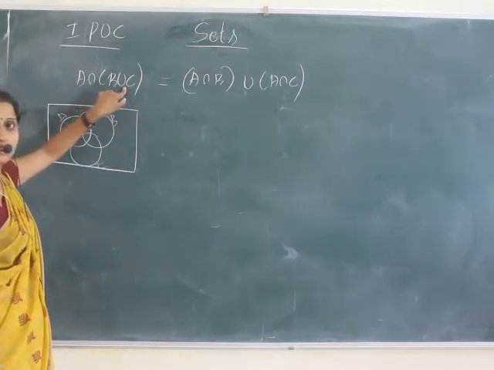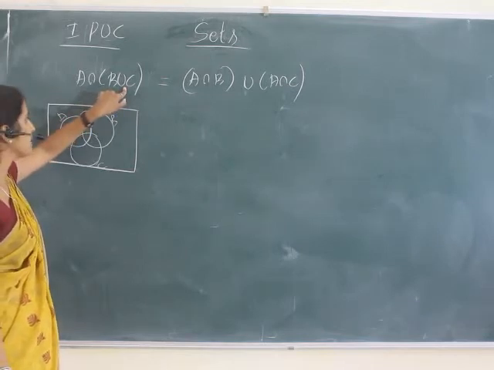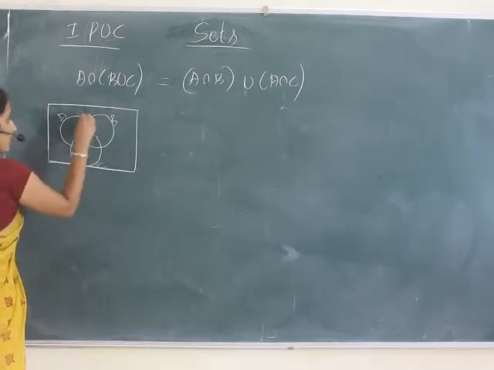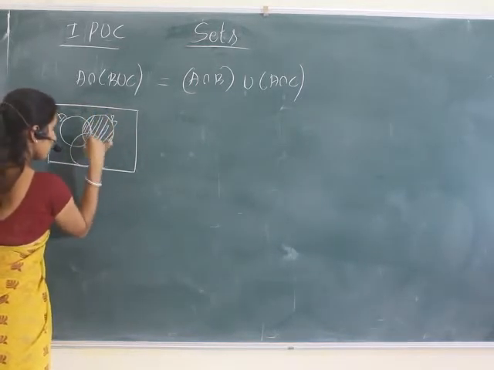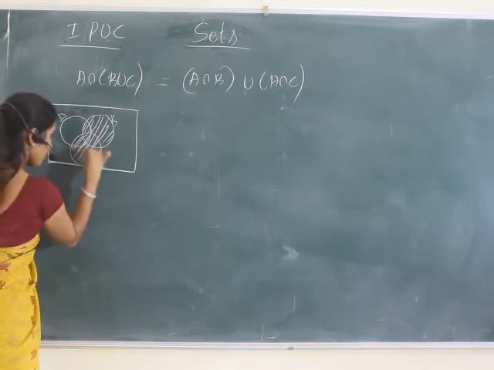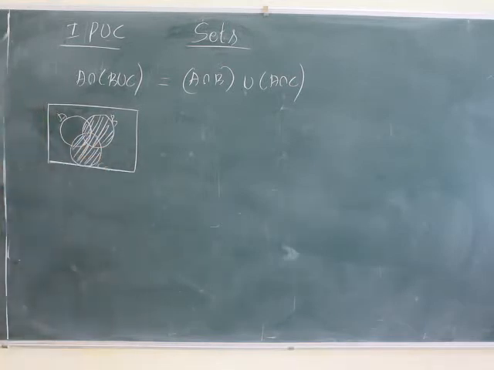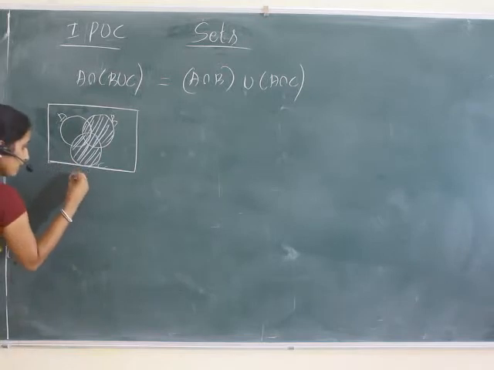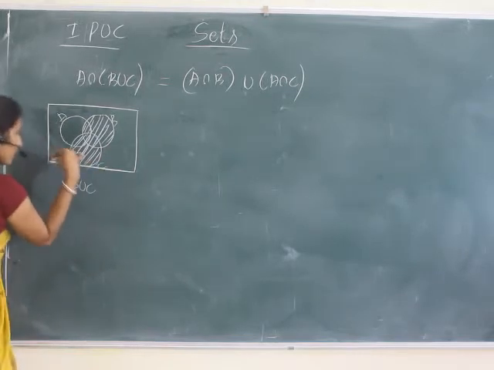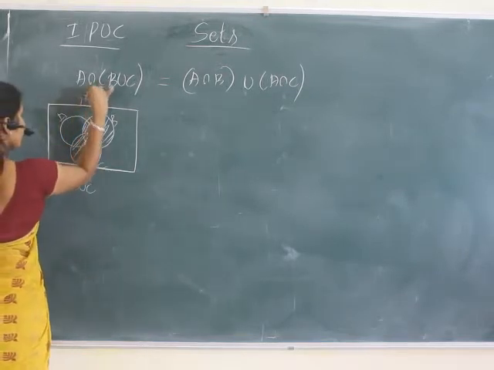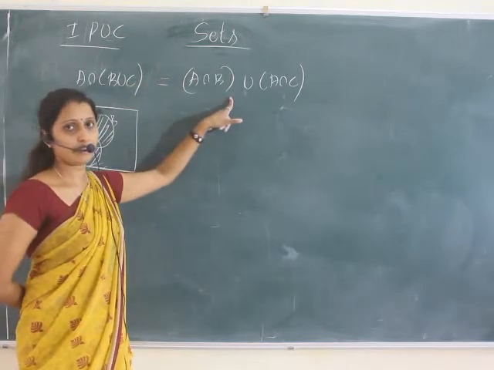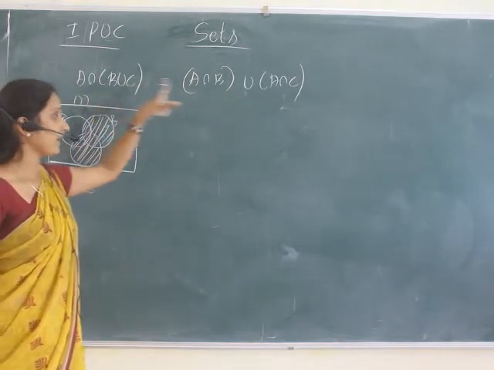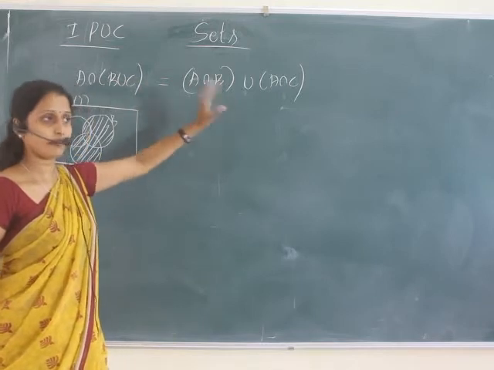We know that B union C means writing all the elements of B and C. So what is B union C? This is the region B union C. So I'll write it as B union C. This will be the first Venn diagram. Next, first I'll consider the left hand side and I have to get the right hand side; that way we can prove.